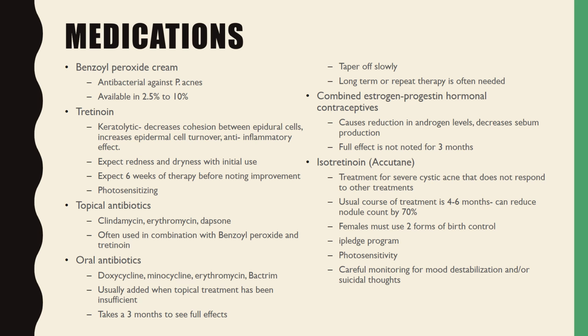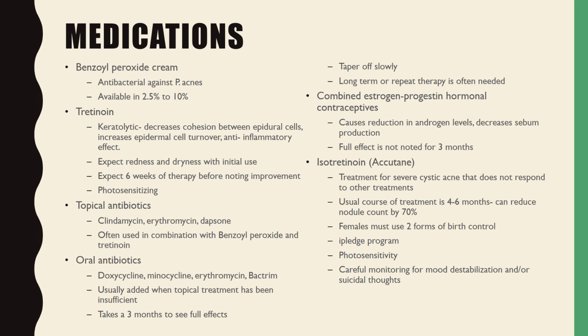Oral antibiotics that can be used are doxycycline. That's the main one used, but you can see the other ones that are used. But it's a low-dose doxycycline. It's usually added when topical treatment has been insufficient. It can take up to 3 months to see full effects. So if you see them come in, "I tried doxy before and it just didn't work." Well, how long did you try it for? You need to be on this for a long time before you see the effects of it.